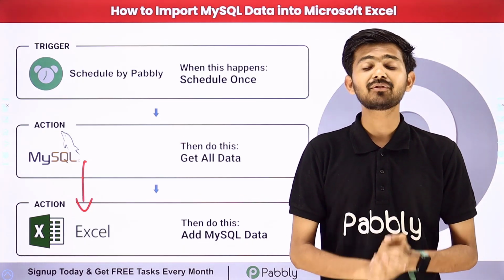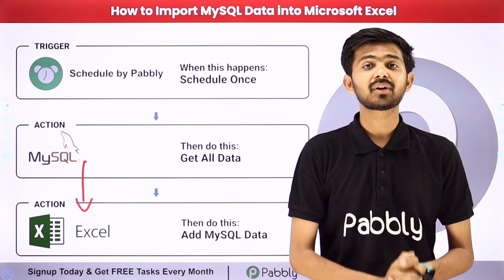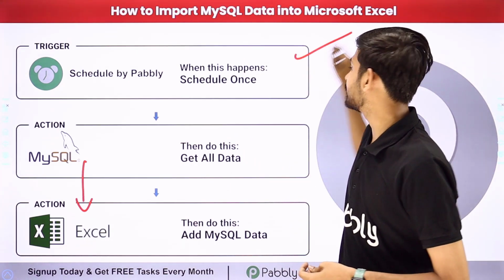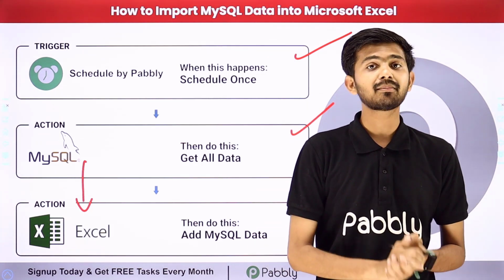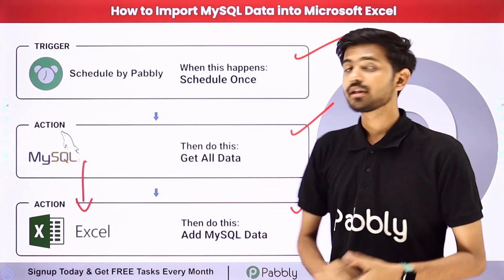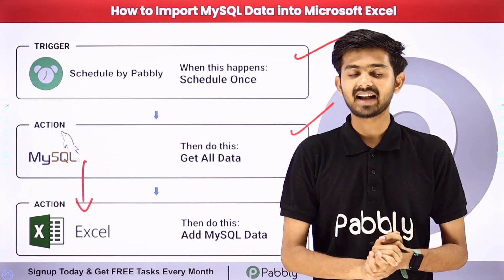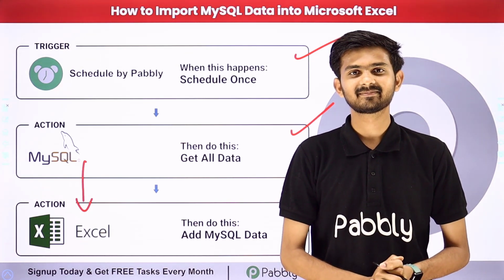In Pabbly Connect, I have to use trigger and actions. In trigger application, I'm going to use Schedule by Pabbly. In action application, first I'm going to use MySQL, and then I'm going to use Microsoft Excel. So how I'm going to build this connection? For that, let me take you to my computer screen.